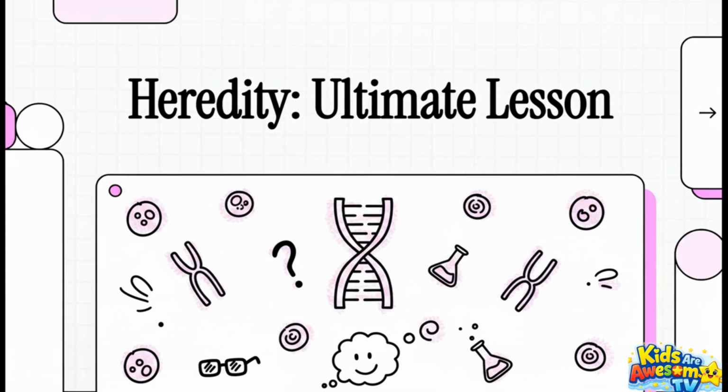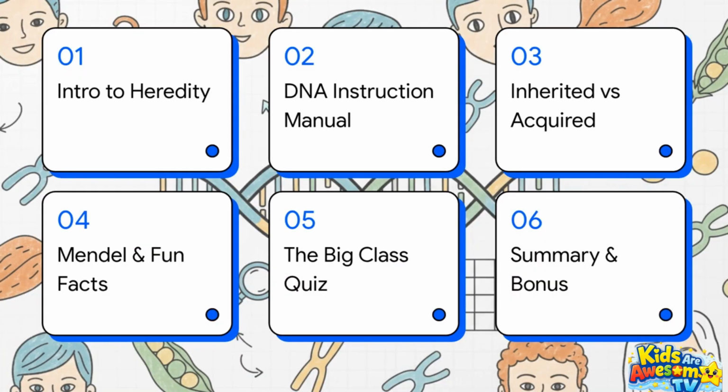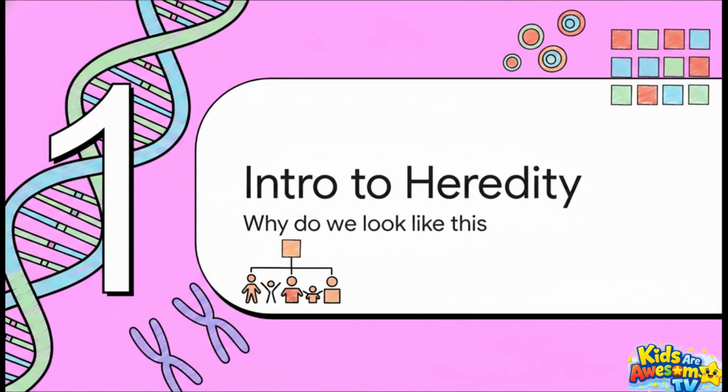Let's go. Here's our science schedule for today. We'll start with an intro to heredity, then open up the DNA instruction manual, compare inherited and acquired traits, meet a scientist named Mendel, tackle a big class quiz, and wrap it all up with a summary and a bonus challenge. Section 1. Introduction to Heredity.